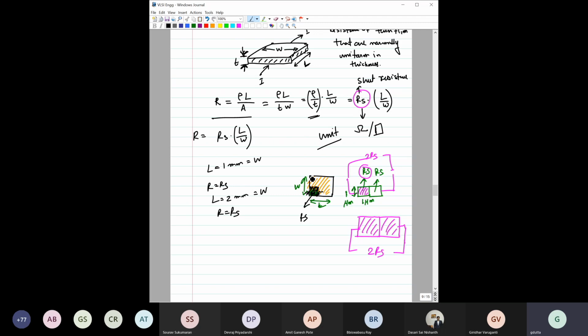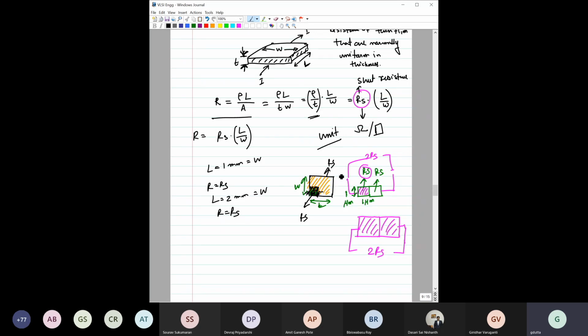And if you change the length of this sheet by 2 times and also the width by 2 times, then for the bigger sheet also, the sheet resistance is going to be the same, because the sheet resistance is actually independent of this length and width.